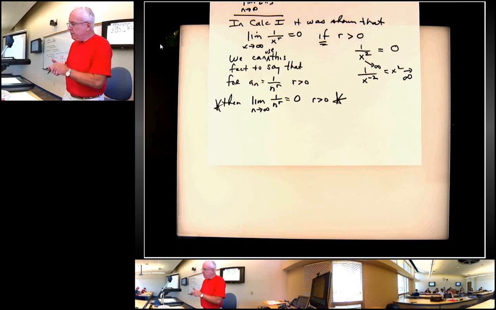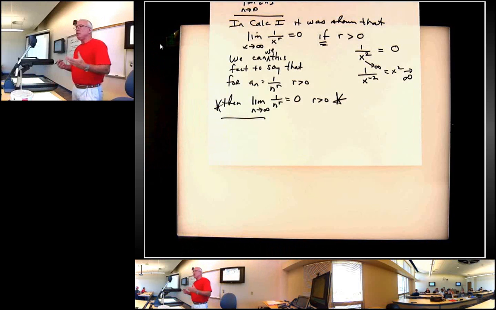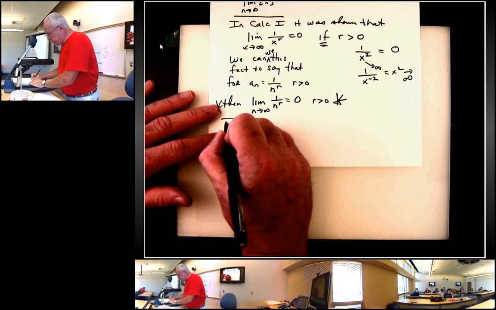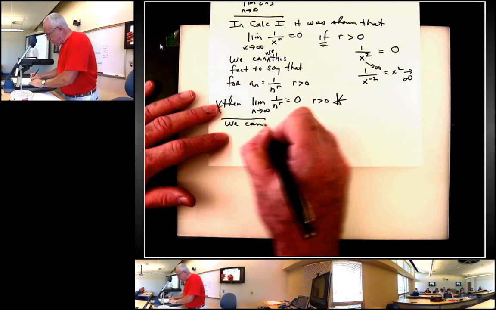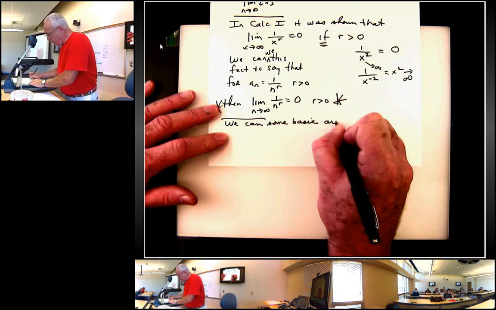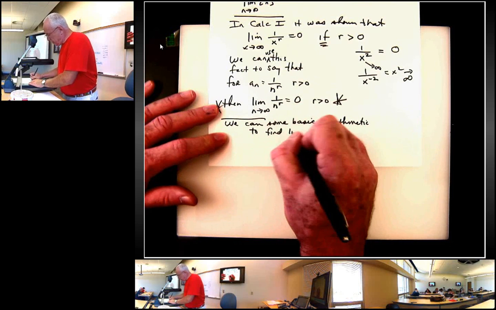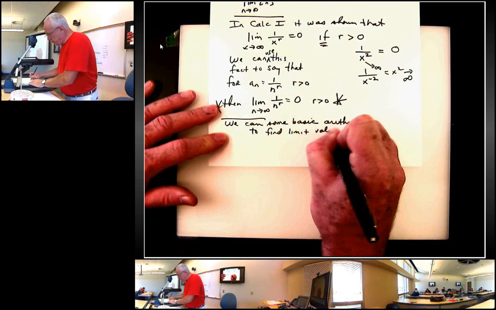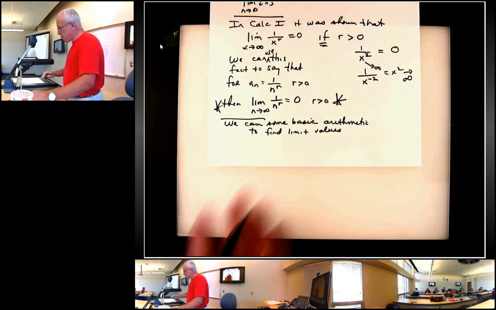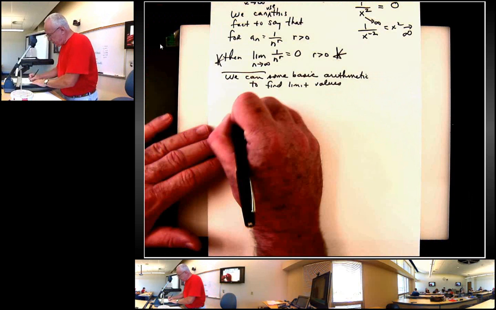Okay, so we're talking about looking at limit values. We can actually use kind of basic arithmetic to find limit values. Let me put this statement down. We can use some basic arithmetic to find limit values. All right. So let's show you what I mean by that. Examples.